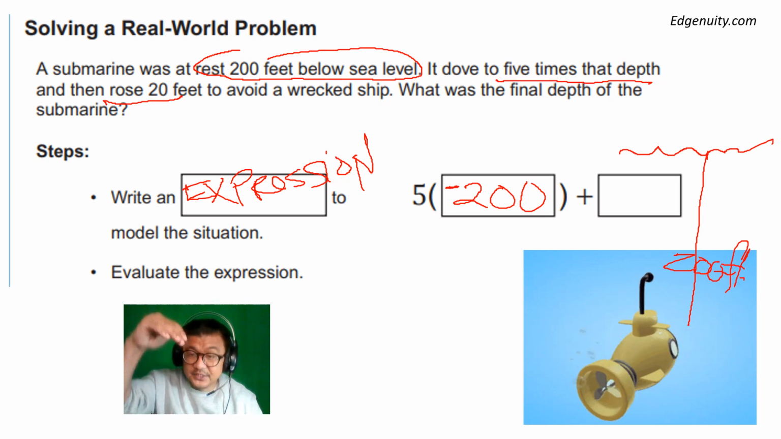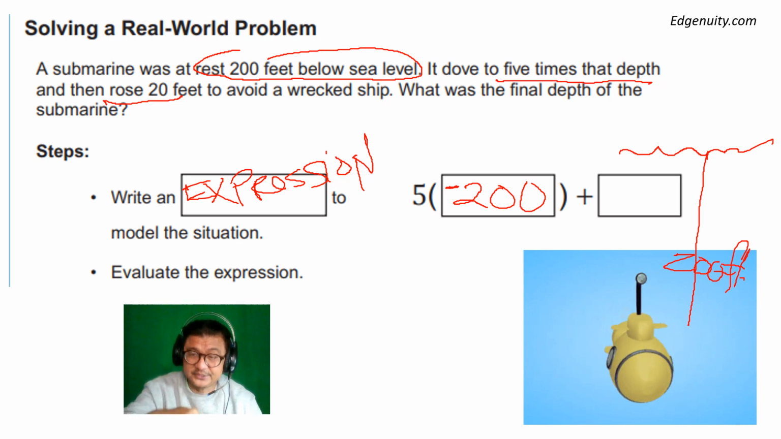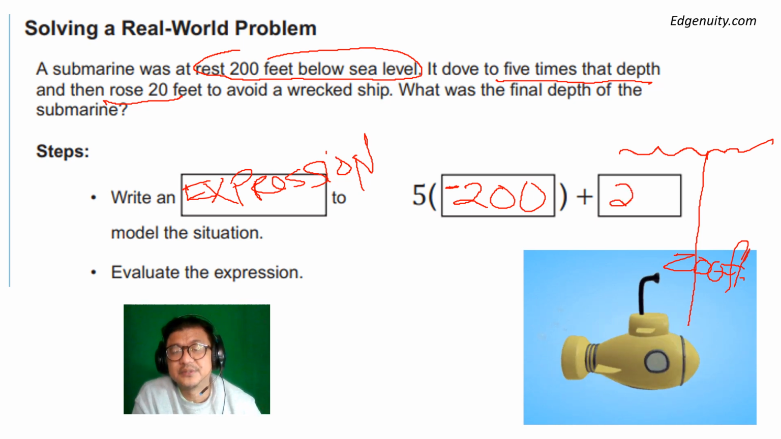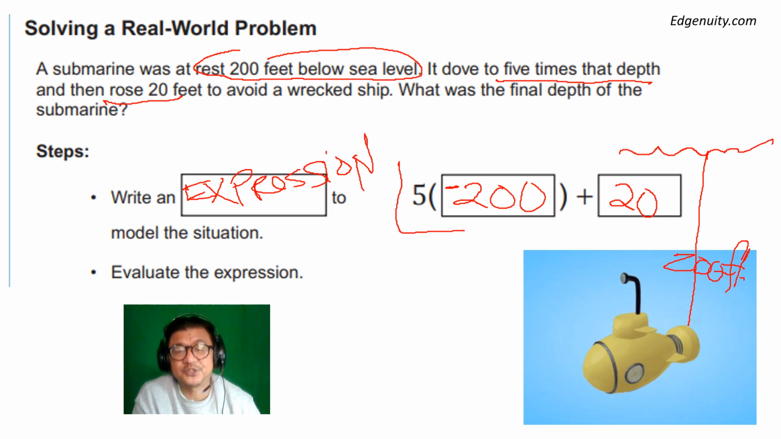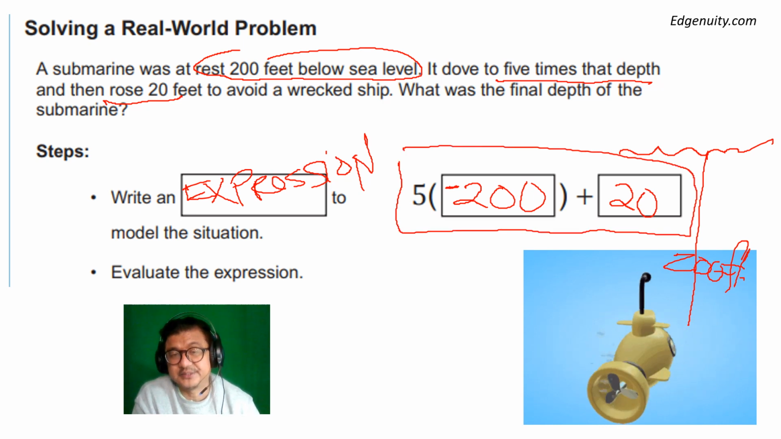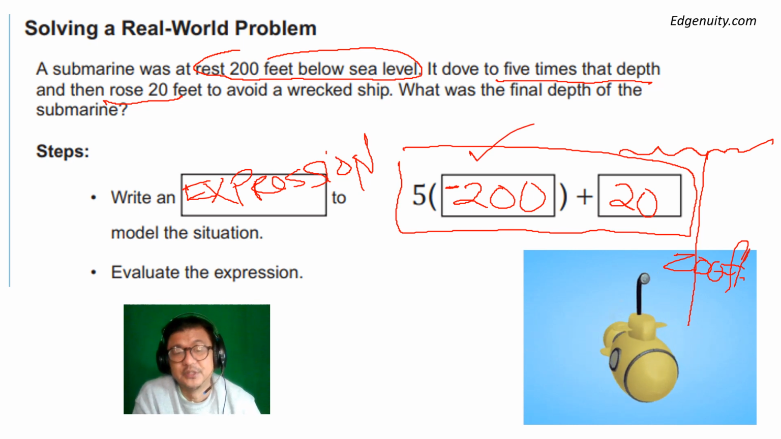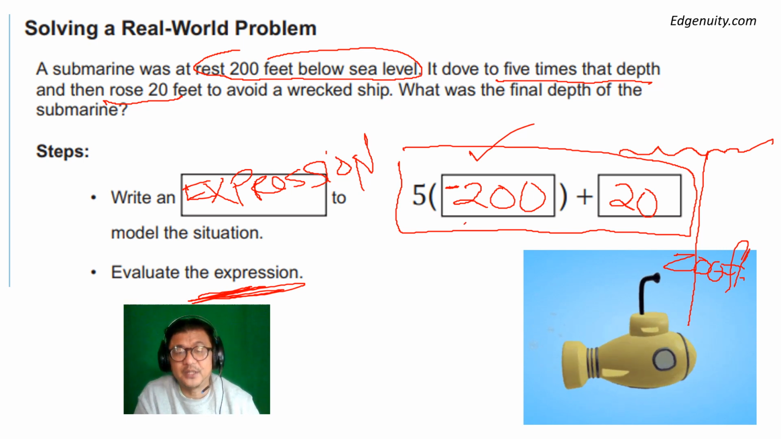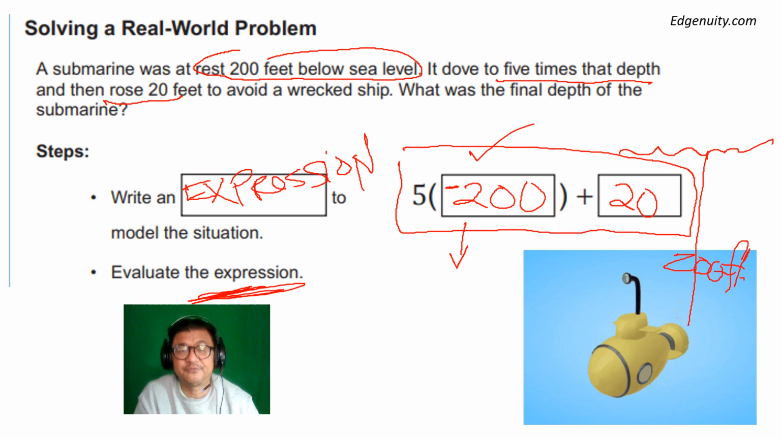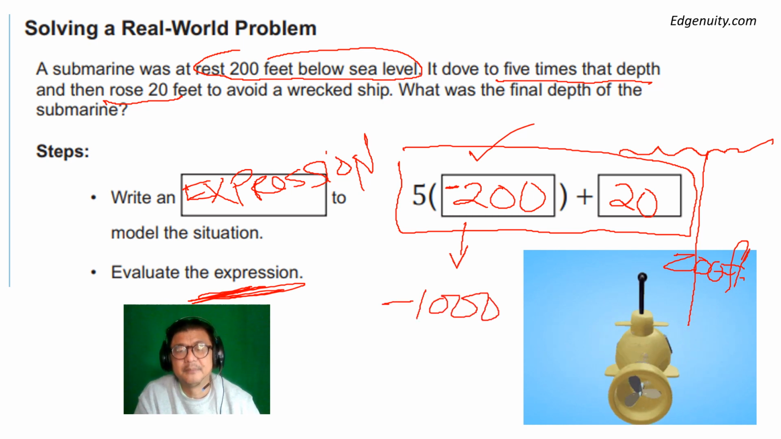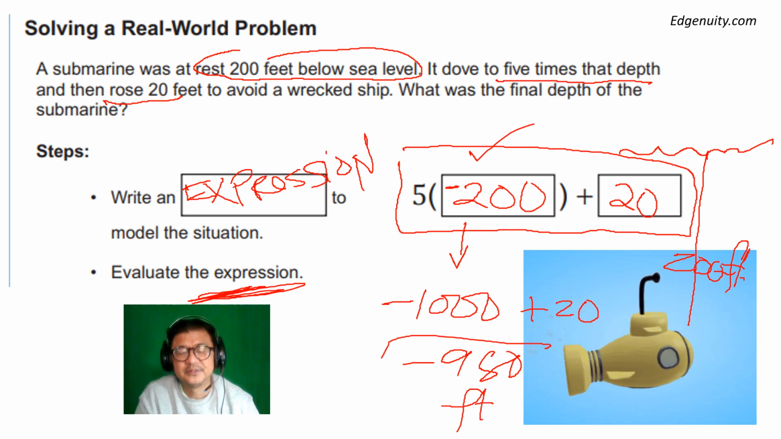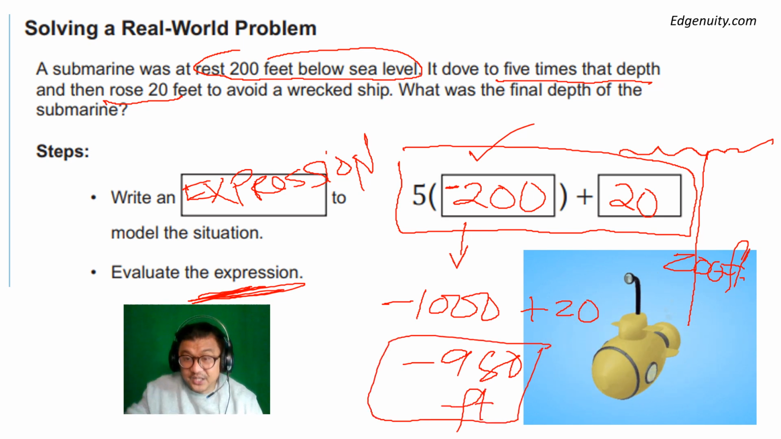Okay, we're good so far. And then what else? Since it might hit a shipwreck or a wrecked ship, it stopped and went up again. So plus what? Plus 20 feet. Okay, so this is the expression to know where the submarine is. This alone is okay. We just want to write an expression. But if you're asked to evaluate or solve the problem, you follow your order of operation. Let's multiply first. -1,000 plus 20 feet. So that's going to be -980 feet at sea level, under, right?